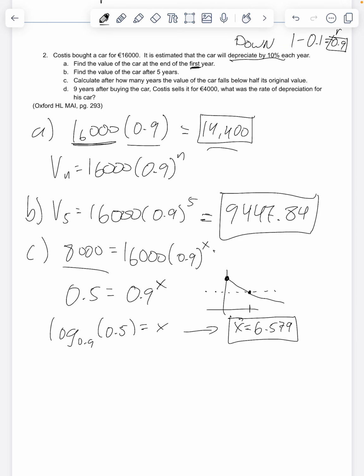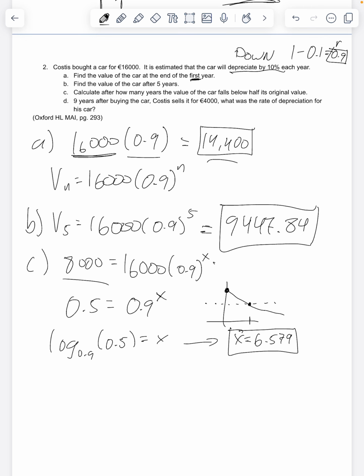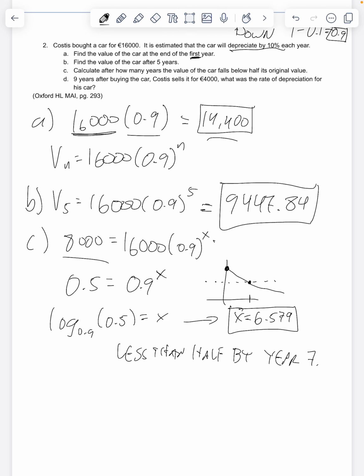So 6.579, and what do they ask exactly? Calculate after how many years the value of the car falls below half its original value. So I would say between year 6 and year 7, but it is less than half by year 7, something like that. Usually they're much clearer, right? Like in what year is the car worth less than half its value, something like that, and then it would have to be 7.